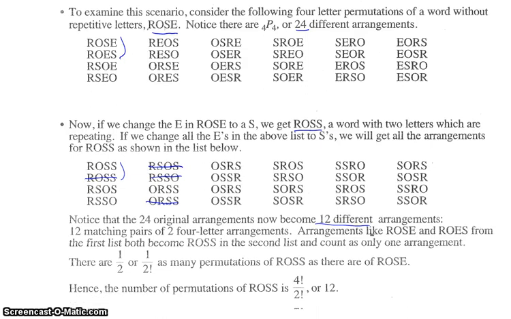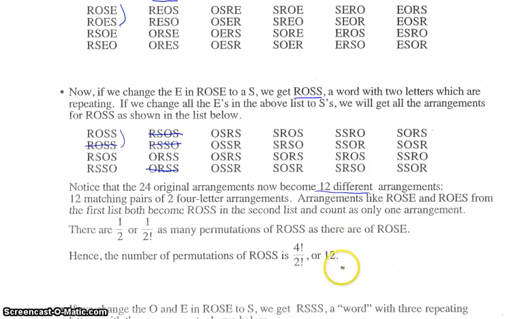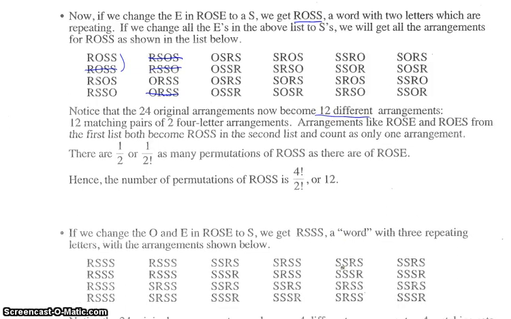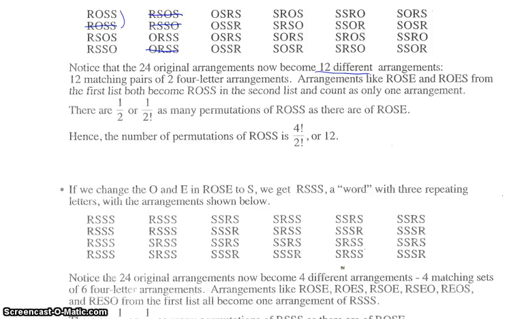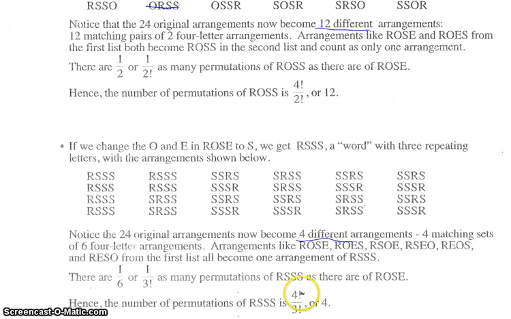Now let's see how that compares. Well, if we take our original number of permutations, 4 factorial, and we divide by 2, 24 divided by 2, we get 12. Okay, let's try changing another letter to an S. And here are all our different permutations. When we cross out all the ones that are similar, we only end up with 4 different arrangements, which would be the same thing as 4 factorial divided by 3 factorial, to get 4.